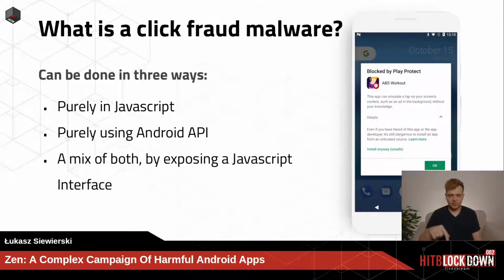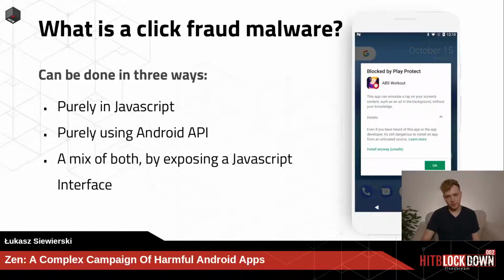And when the user click is simulated, the ad is clicked, and it's slightly harder for the ad network to detect because the JavaScript part is obviously loaded through a website, so it's a part of the website, but here the ad network thinks it's coming from the Android API.